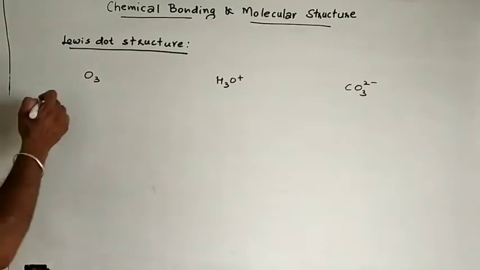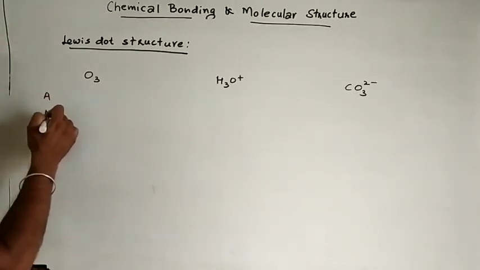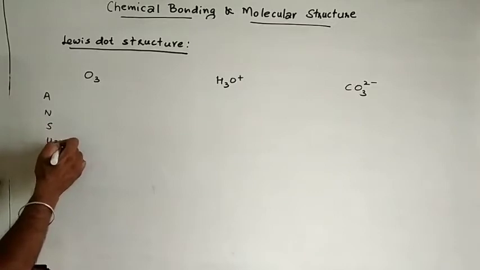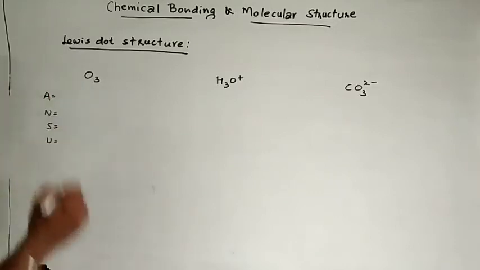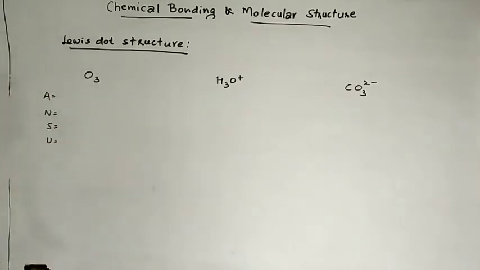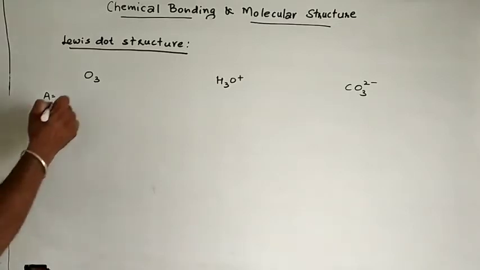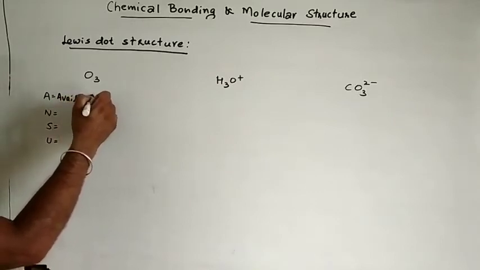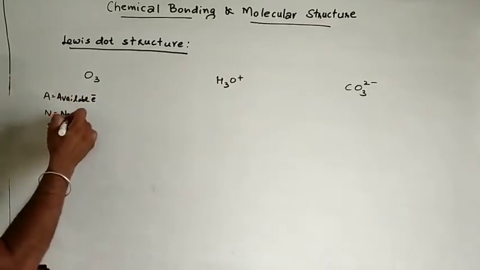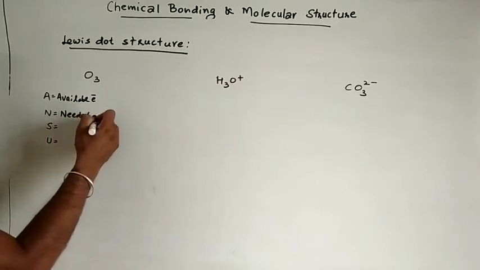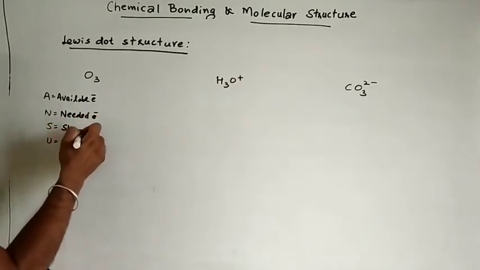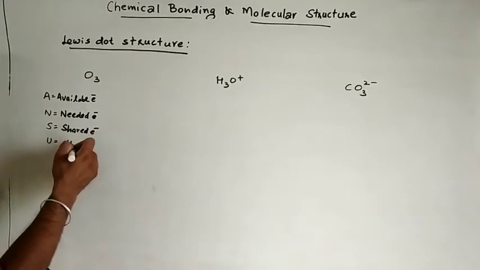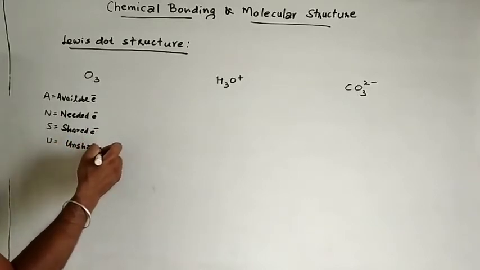How to draw the Lewis dot structure? There is a shortcut method, a trick that's called ANSU. You must write ANSU for each. What does it mean? A means available electrons. N means needed electrons. S means shared electrons. U means unshared electrons.